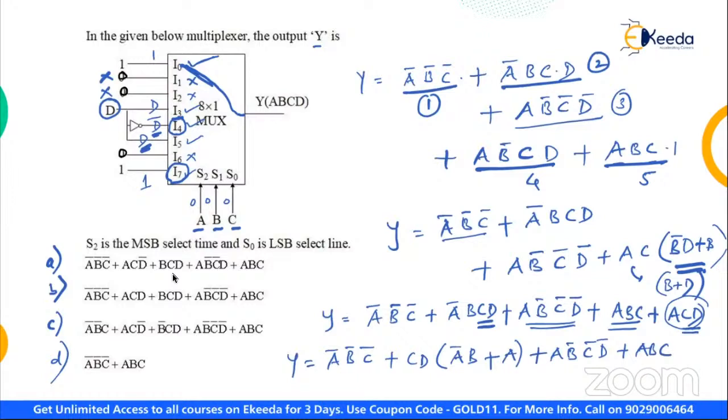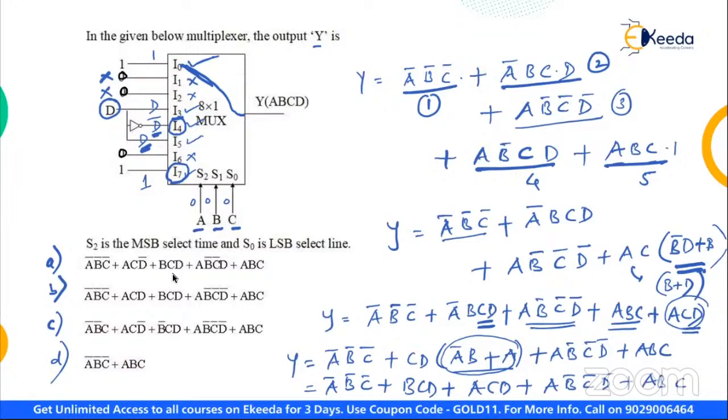Likewise, I'm just trying to reduce these terms. So ultimately, it is A plus A bar B. Again, if you use the other laws, it will be A plus B. With that, I can get A bar, B bar, C bar, plus A bar, B, C, D. So this will basically get converted into A plus B. So what you will get over here is BCD plus ACD plus A, B bar, C bar, D bar plus ABC. This is what you will get.